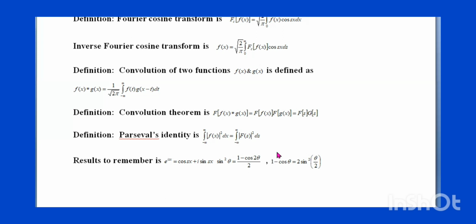Results to remember for the Fourier transform: e power i sx is equal to cos sx plus i sin sx. What is sin square theta? 1 minus cos 2 theta divided by 2. What is 1 minus cos theta? 2 sin square theta by 2.